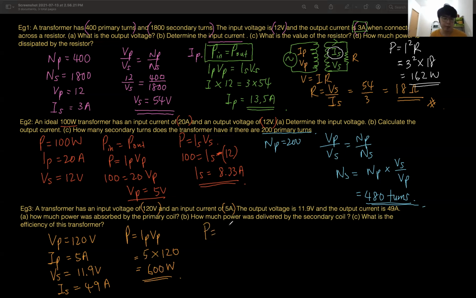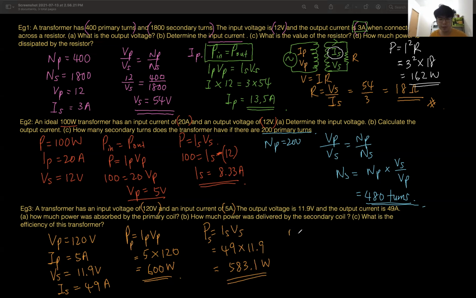So power equals Is times Vs, 49 times 11.9, which is 583.1. You can see the difference: this is the power in the secondary, and this is the power in the primary. The difference means there is power loss. What is the efficiency of the transformer?